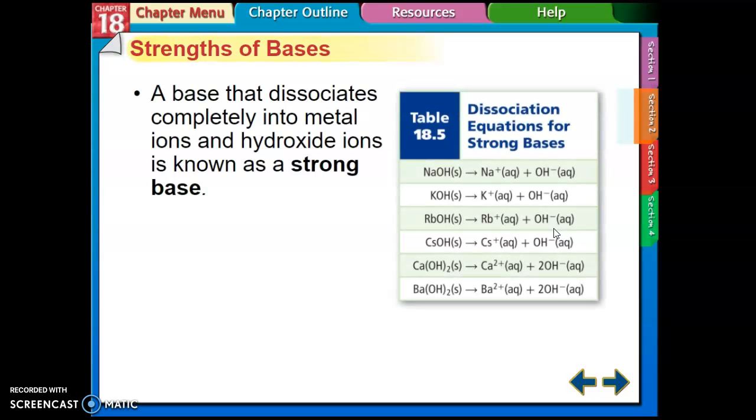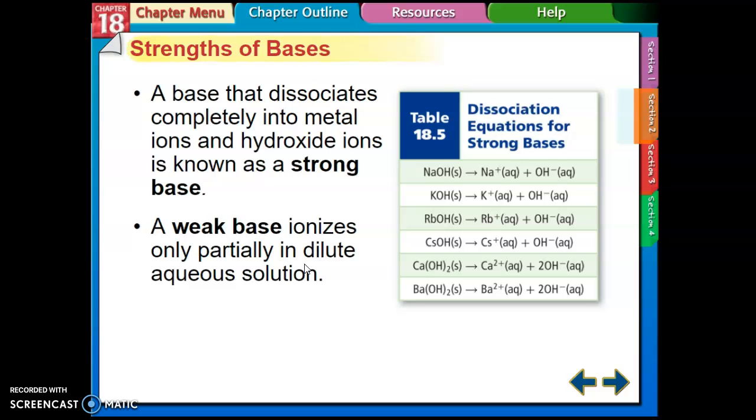Now, on the opposite end of the spectrum, bases that dissociate completely are known as strong bases. Again, they are strong electrolytes because they're dissociating into ions in water. A weak base, on the other hand, ionizes only partially in dilute aqueous solutions.